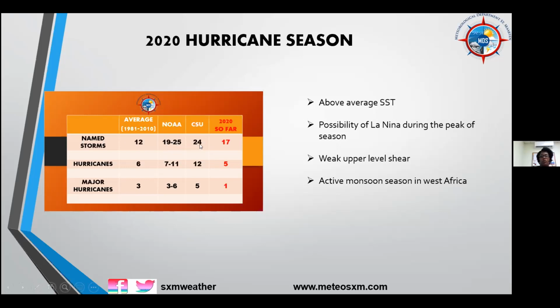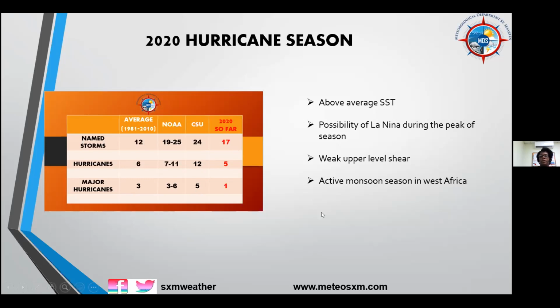The Colorado State University has theirs at 21. For hurricanes, NOAA says 7 to 11 and 3 to 6 major. The Colorado State University says 12 hurricanes and 5 major. So far, we have had 17 named storms. So we are already way above the average season. We have had 5 hurricanes and one of them major, that was Laura, that made landfall in Louisiana.